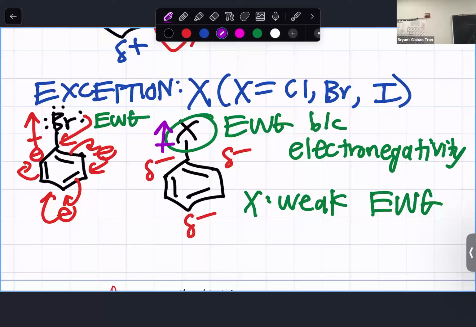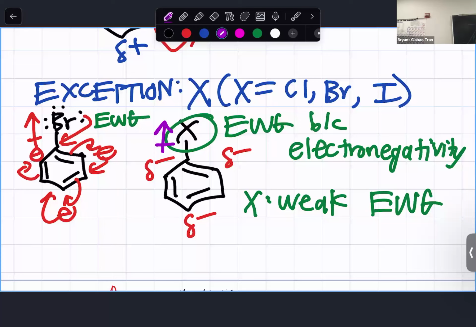So this is more of a conceptual question: are halogens EDGs or EWGs? A lot of people always remember that halogens are ortho para directors, and they connect ortho para directors with EDGs. So they say halogens are EDGs, but they are not EDGs. They are EWGs because of their high electronegativity. But even though they are EWGs, they are not meta directors. They are ortho para directors.